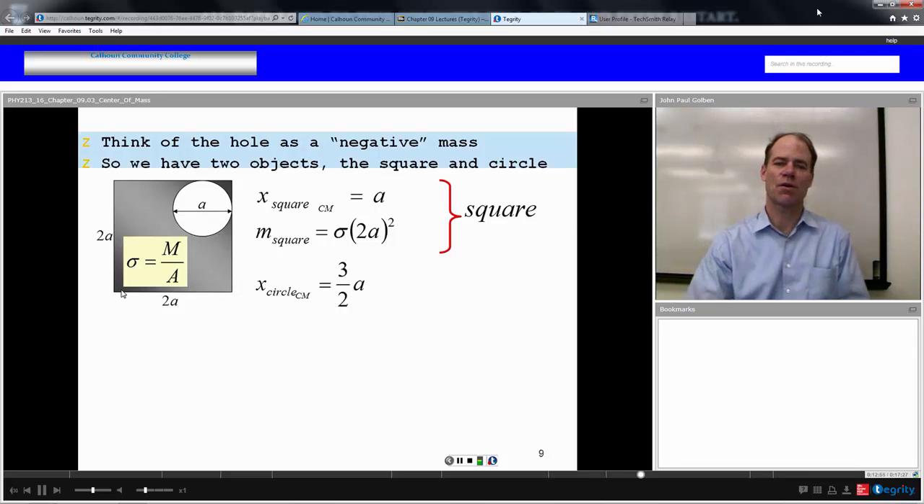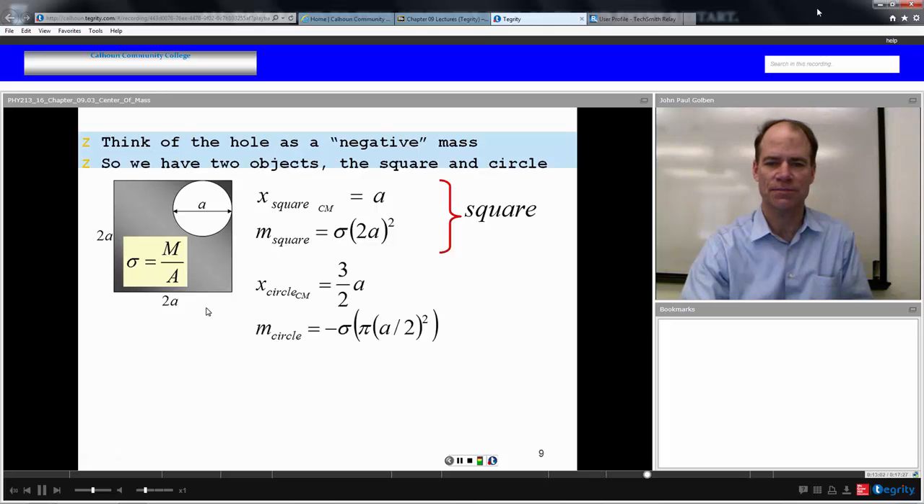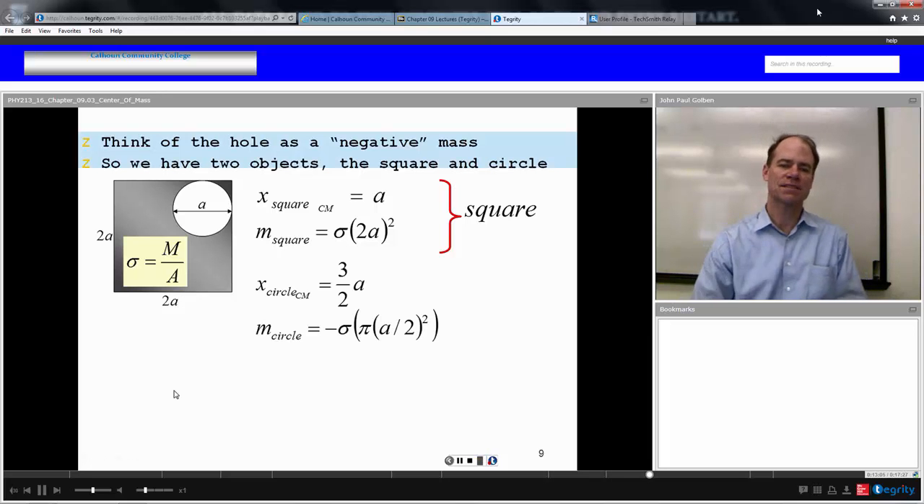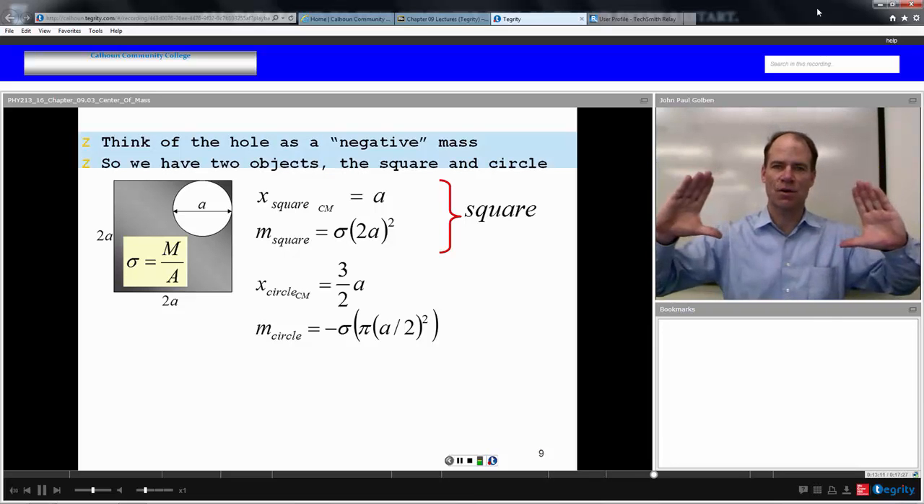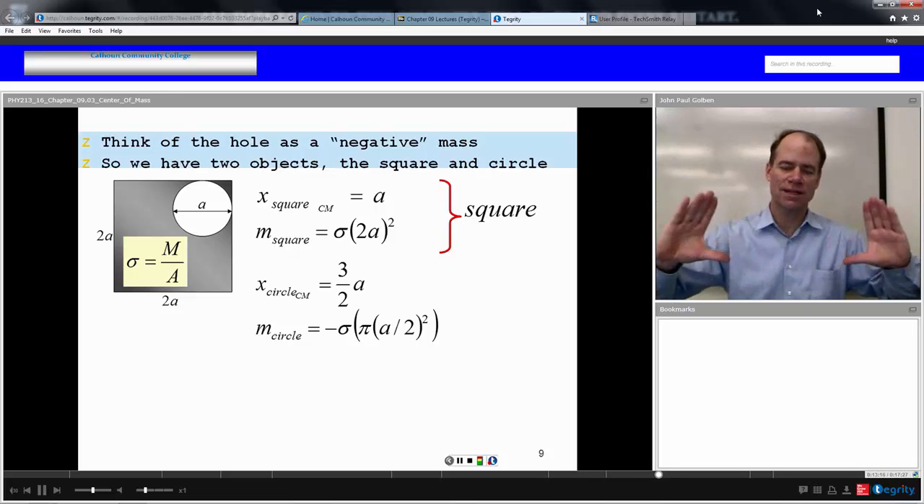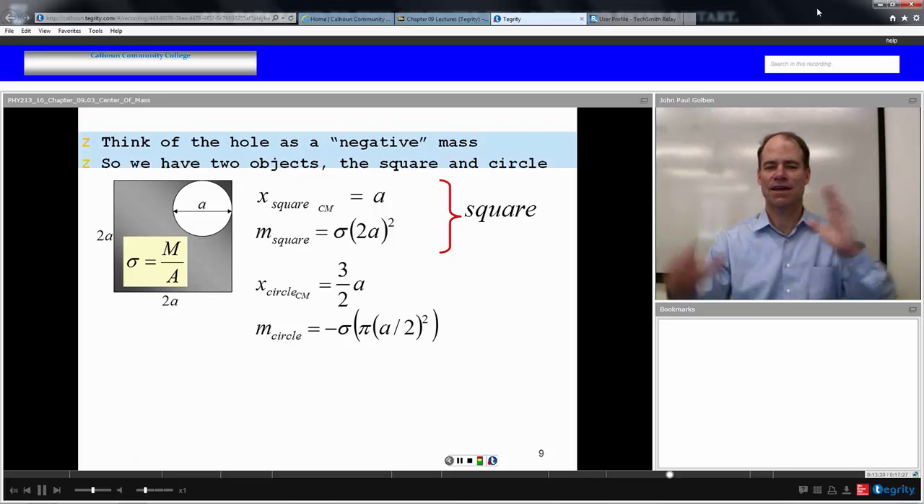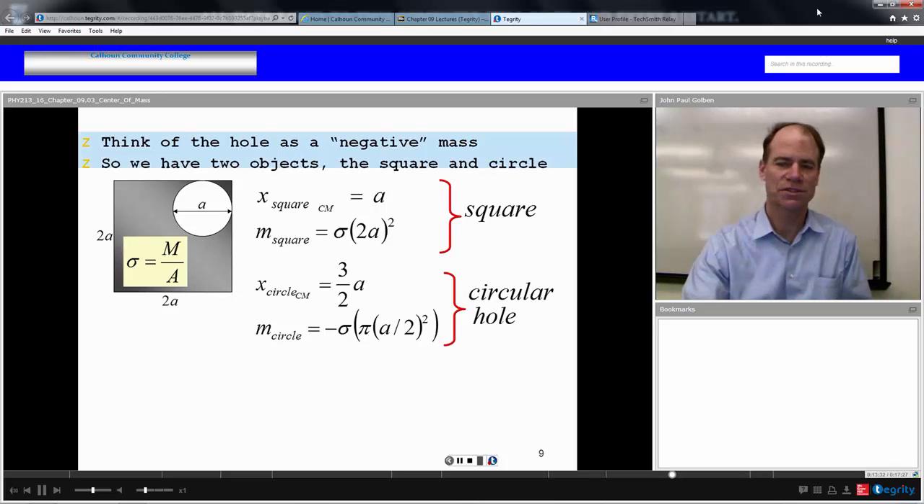Do the same thing for the hole. If I look over here, the location of the middle of the hole is at a plus a divided by 2, or 3/2 a. And the mass of the hole will be the density, mass per area sigma, times the area of the hole, pi times the radius squared. The radius is a divided by 2, so it's going to be pi times (a divided by 2) squared. And it is a hole, so it's going to be a negative mass. So we have negative sigma pi (a divided by 2) squared. So we have the location and the mass of the second object, which is the hole.